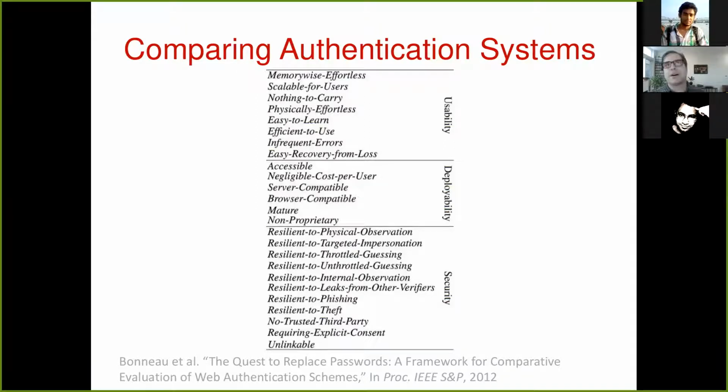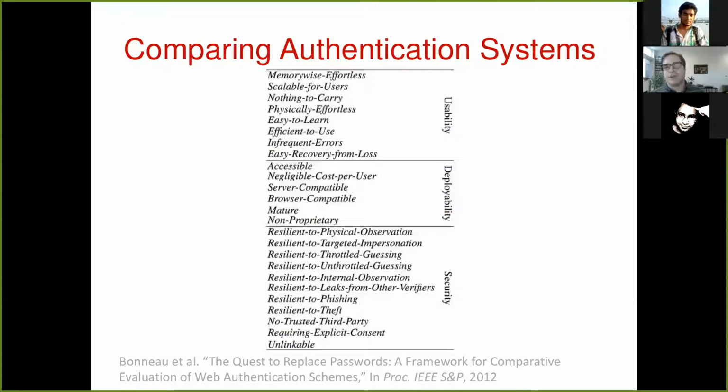Right, so Joe and his co-authors looked at different properties you would want in a web authentication system across three main dimensions. They looked at usability, deployability, and security. And since Space is very focused on security, let's start there.